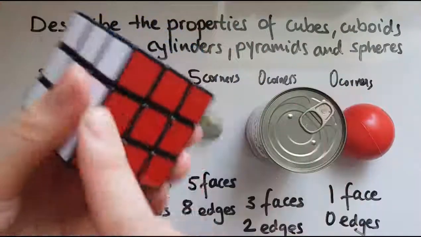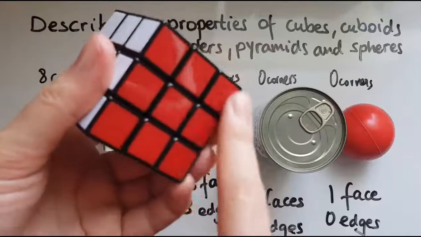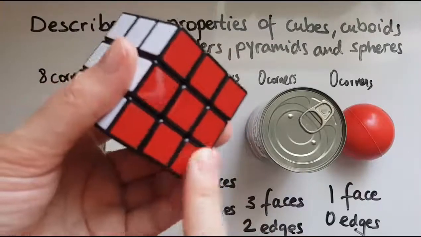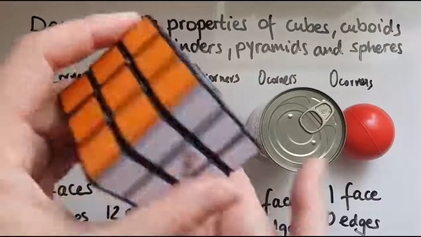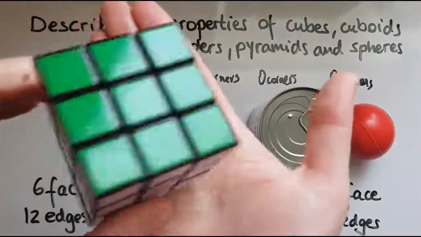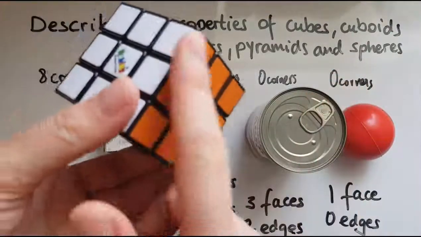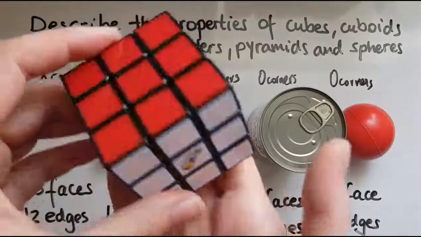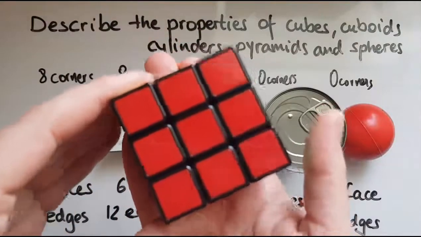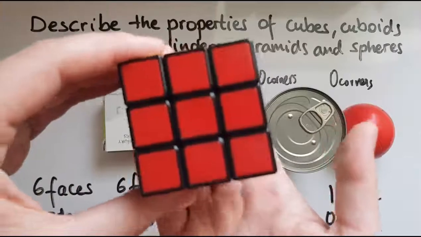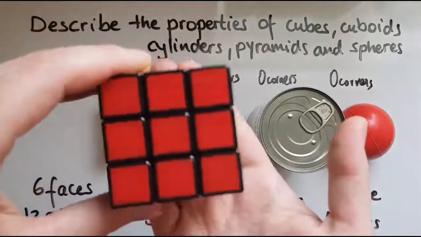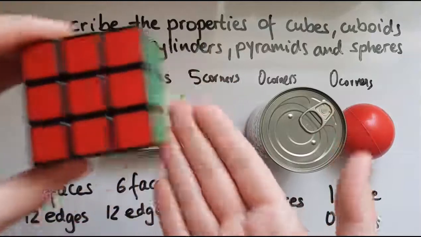And what shape is the base? It is a square because it's got equal sides. So even if I turn it around, this base would still be a square because all of the sides are squares in a cube. So that is the shape that it has, square. The base of the cube is a square.